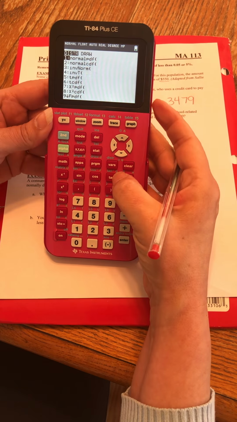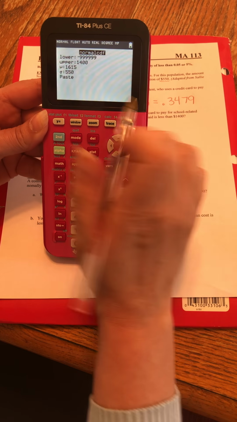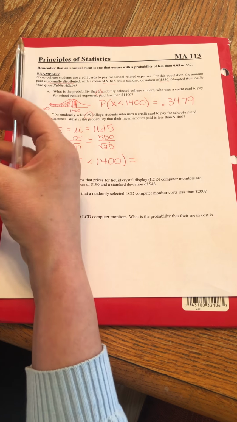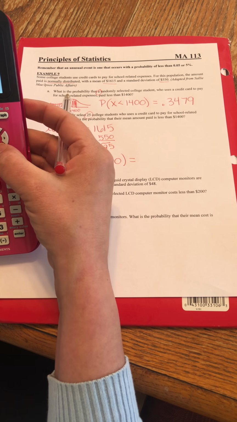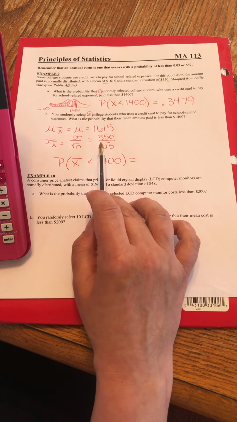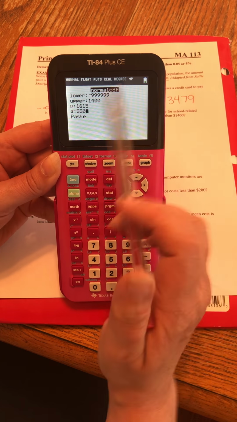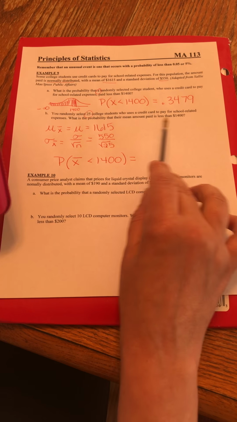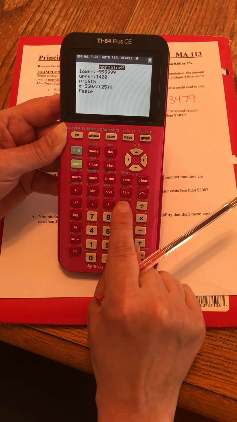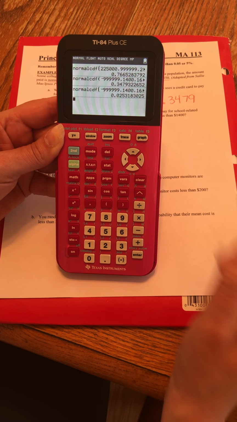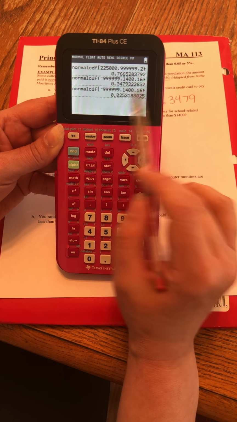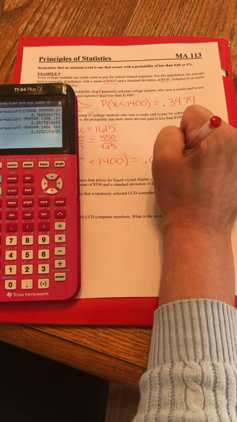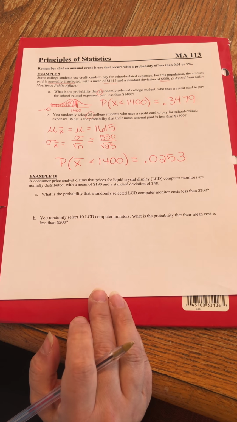Go to second distribution, number 2. Still negative 999,999. My upper is still 1,400. My mean is still 1615, but now my standard deviation is still 550 divided by the square root of the size of my group, and there are 25 in my group. Hit enter, and you should get 0.0253. And we have one more problem to go.